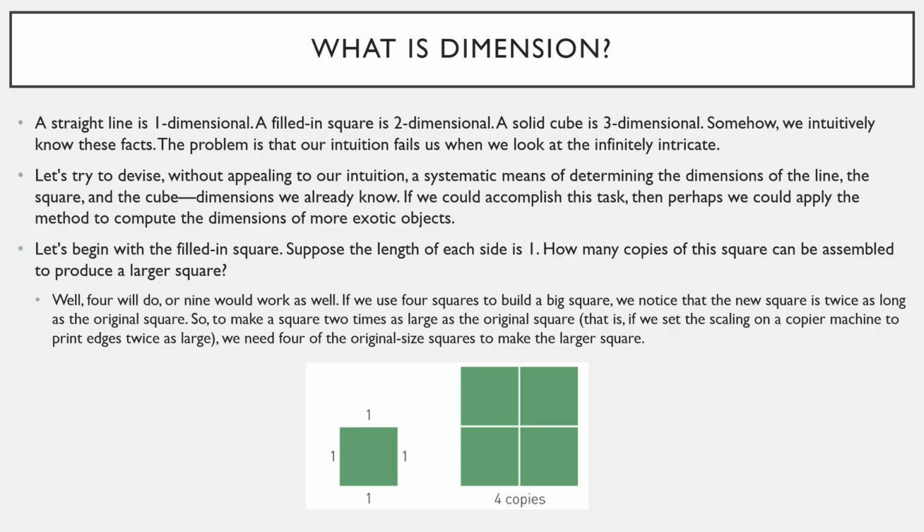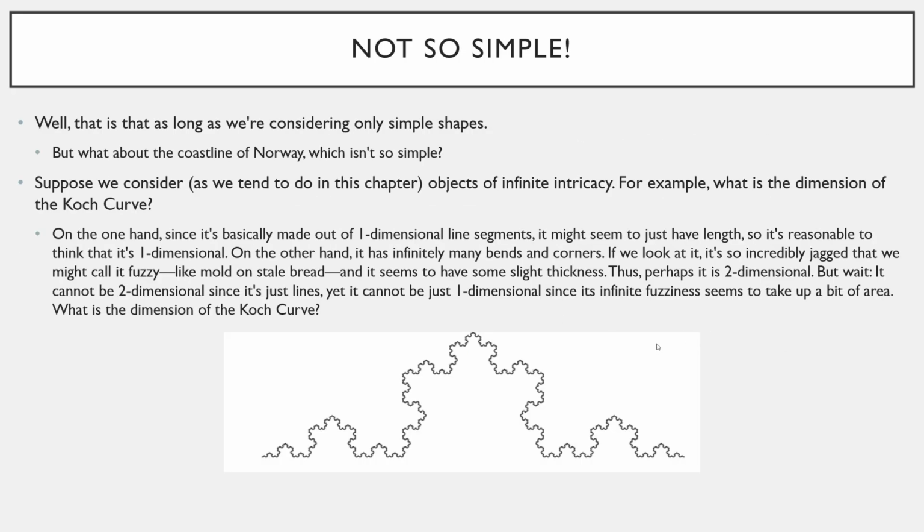We have to go back and talk about what a dimension is. A straight line is one-dimensional. A filled-in square is two-dimensional. A solid cube is three-dimensional. Somehow we intuitively know these facts. The problem is that our intuition fails us when we look at something infinitely intricate. Let's try to devise, without appealing to our intuition, a systematic means of determining the dimension of a line, a square, and a cube, dimensions we already know. If we could accomplish this task, then perhaps we could apply the method to compute the dimensions of more exotic objects, like this Koch curve.